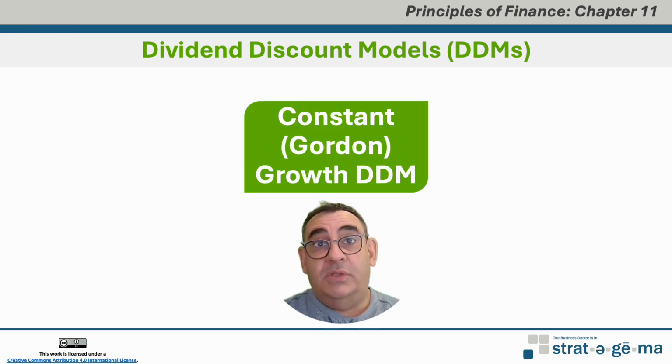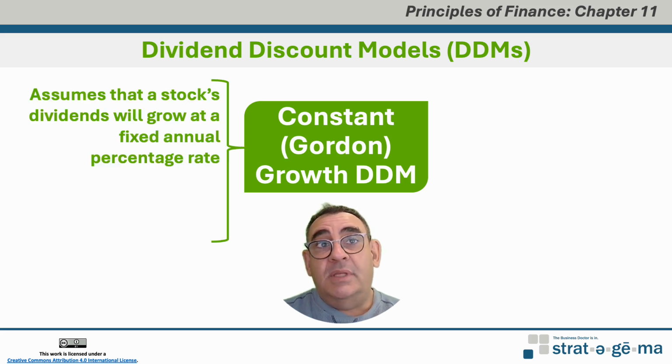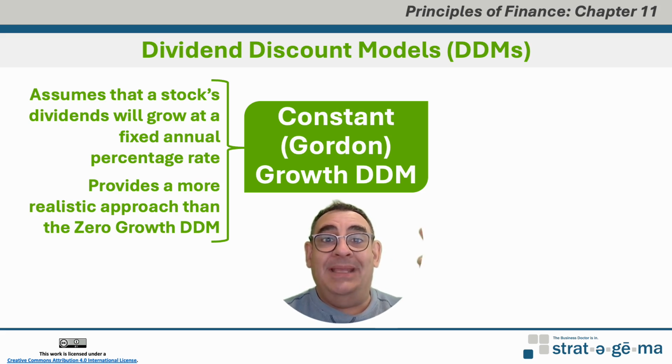The second and most common model we're going to look at is the constant growth or Gordon DDM model. So this assumes that a stock's dividend will grow at a fixed annual percentage rate. So it provides a more realistic approach than zero growth. It's not perfect, because to expect a company's dividend to grow at the same percentage every year, year over year, may not be reasonable, but at least we can use it as an averaging mechanism.